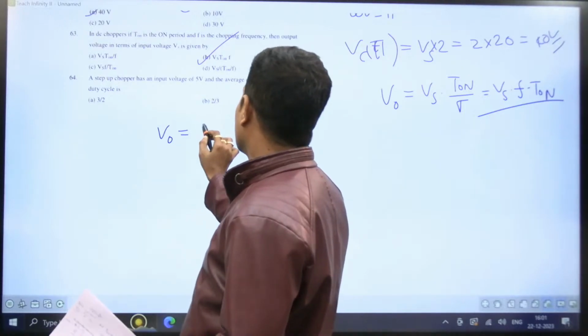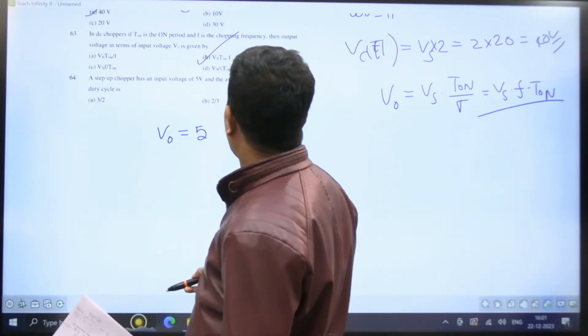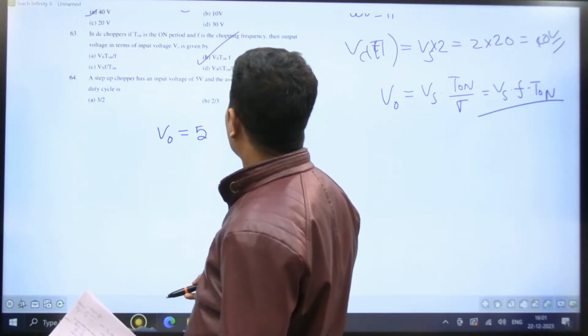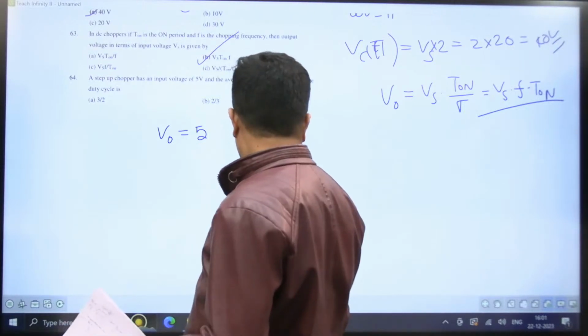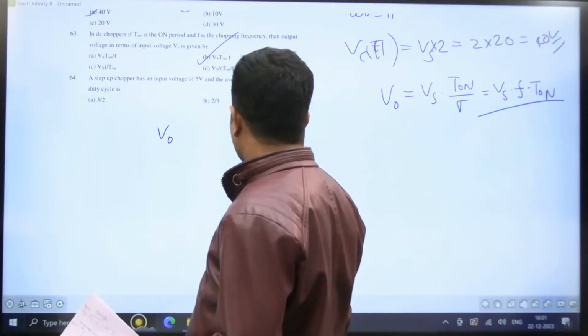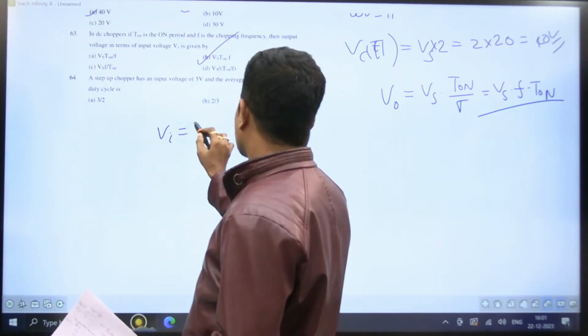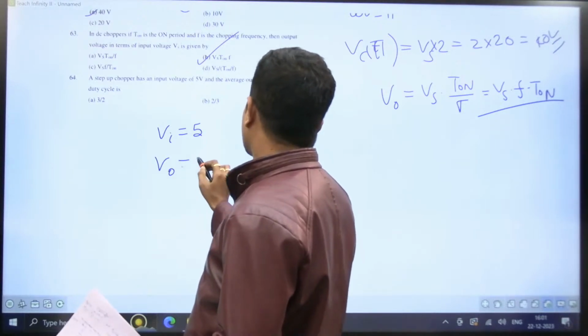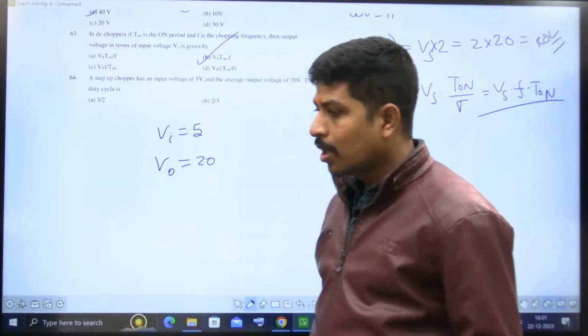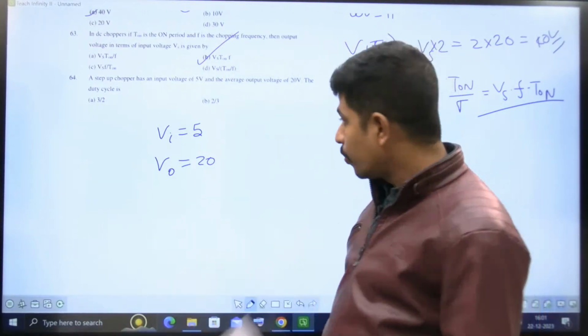He's saying that V not equal to 5. And the average output, no, input voltage is 5. Sorry, I wrote wrong. Input voltage is 5. Output voltage is 20. Yeah, it is a step-up chopper. It is stepping the voltage from 5 to 20.